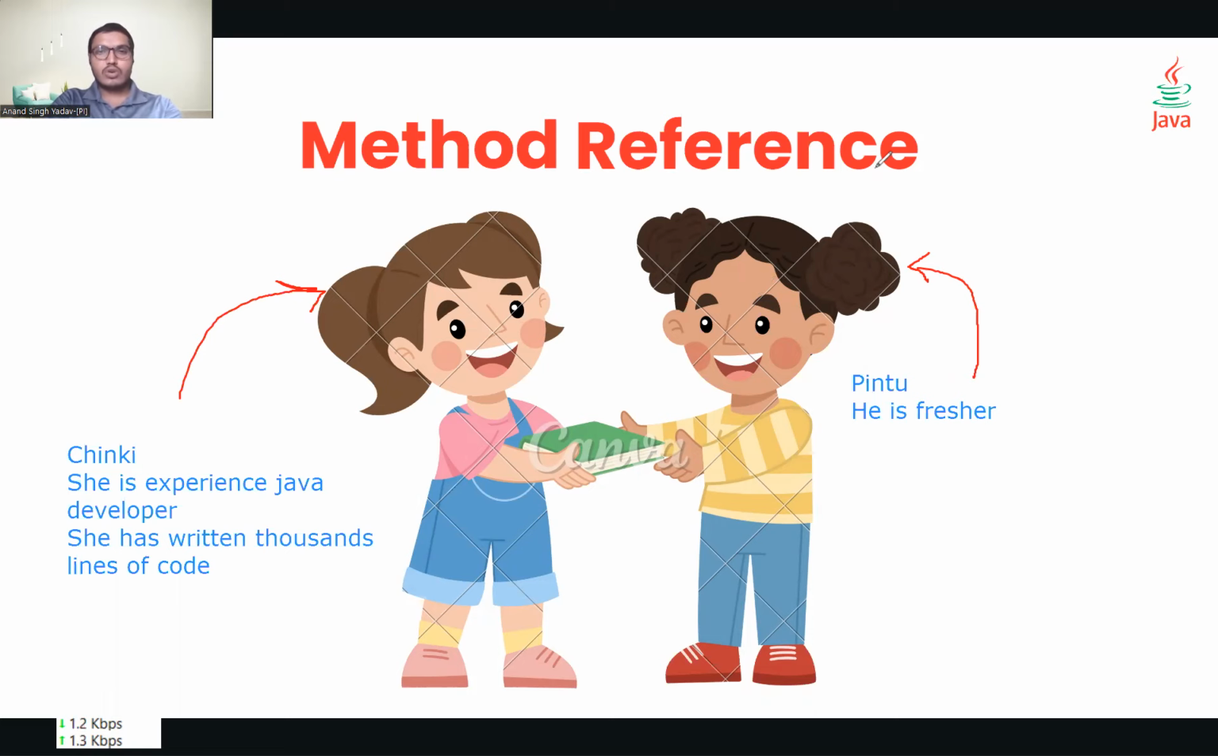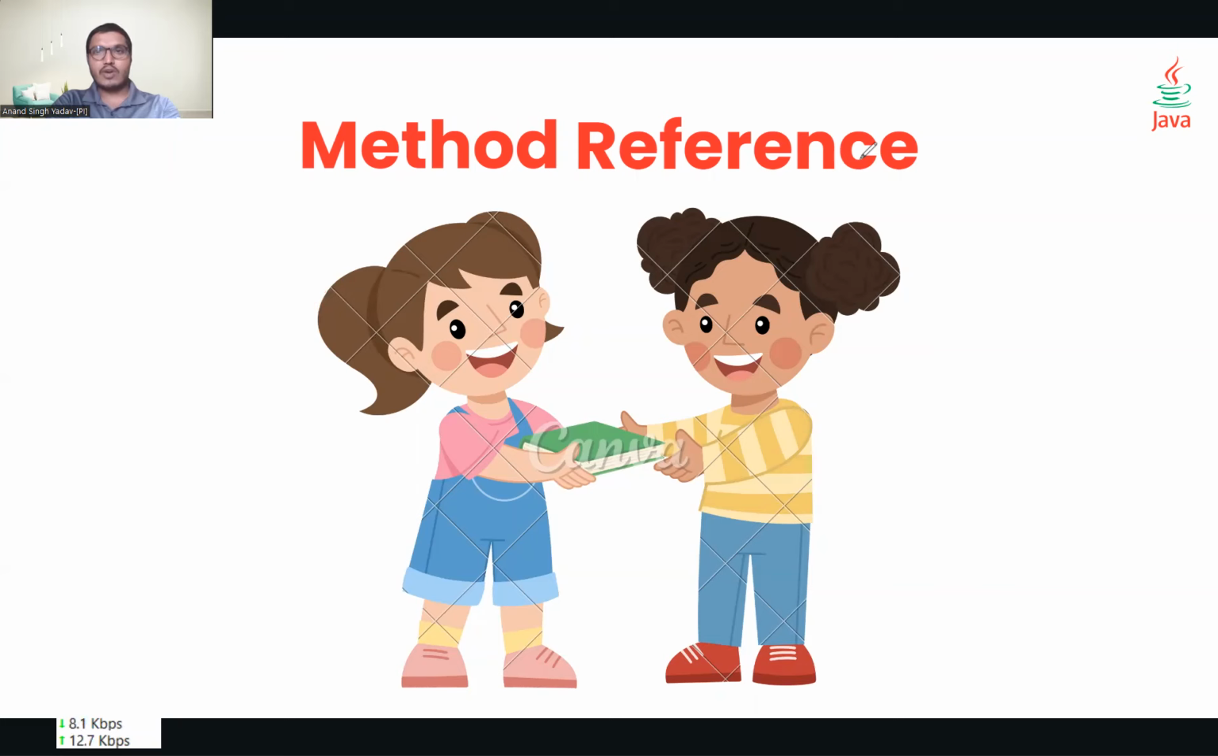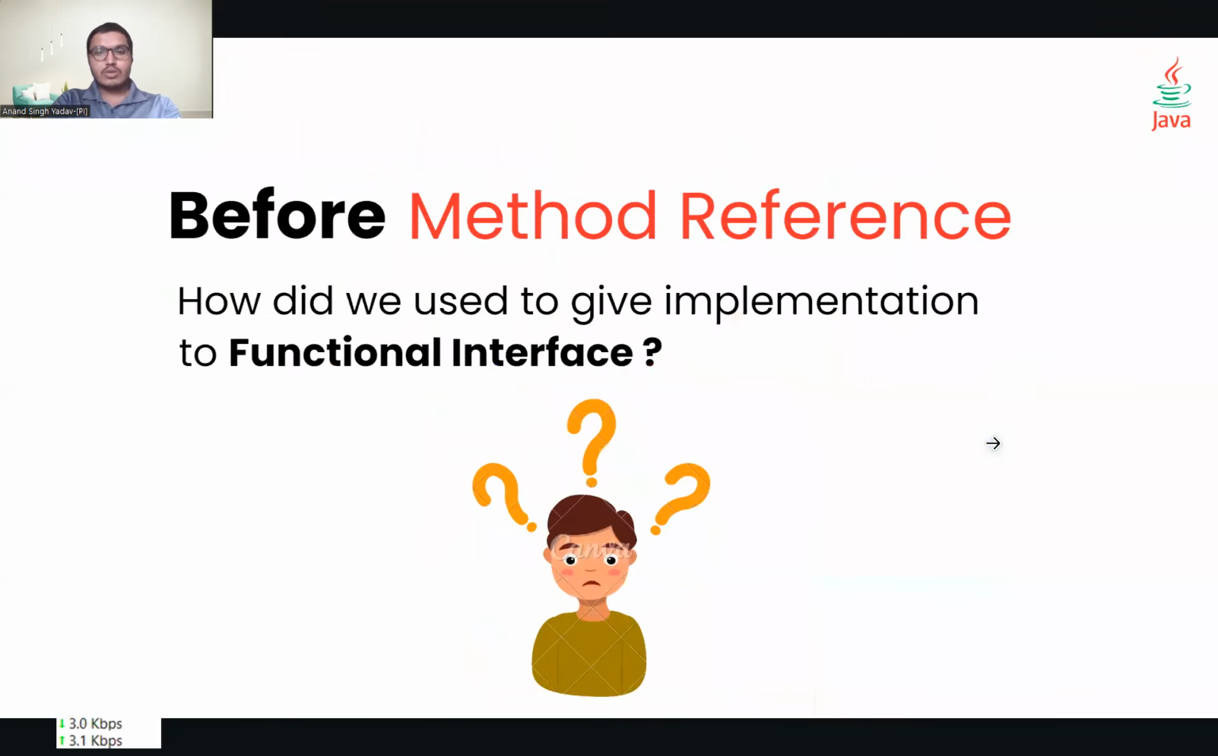I'm not going in deep. Later on, you will get an idea why I have written this analogy. So let's proceed. Right now, I'm not talking about method reference. First of all, let's talk about when we don't have the benefit of method reference. What was used at that time?